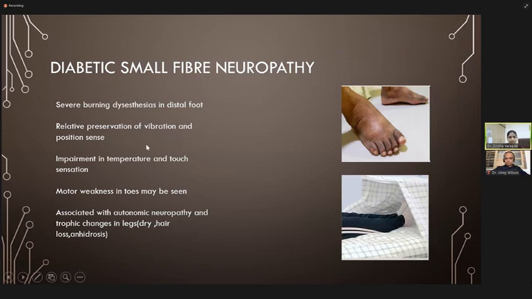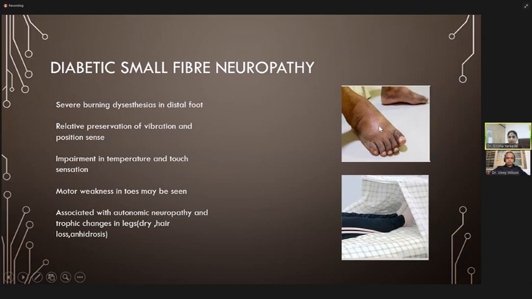Because isolated small fiber neuropathy is very rare. Normally, there might be some combination of a large fiber neuropathy superimposed also. But in the early stages, they can have pure small fiber neuropathy when the long tract signs or the large fiber signs might be intact. So they can have relative preservation of the vibration and the position sense. They have impairment of the small fiber sensations. And even the pseudomotor function, that is the sweating, might be abnormal.